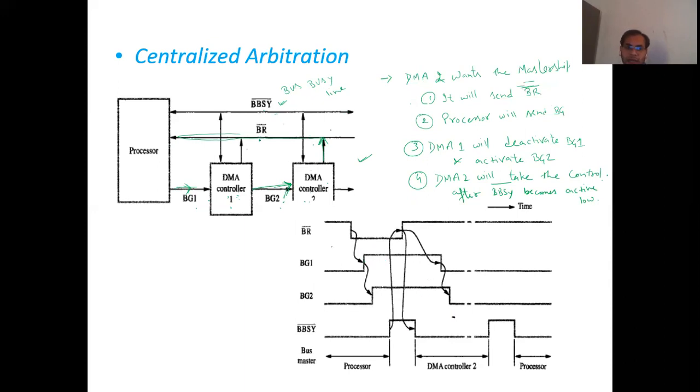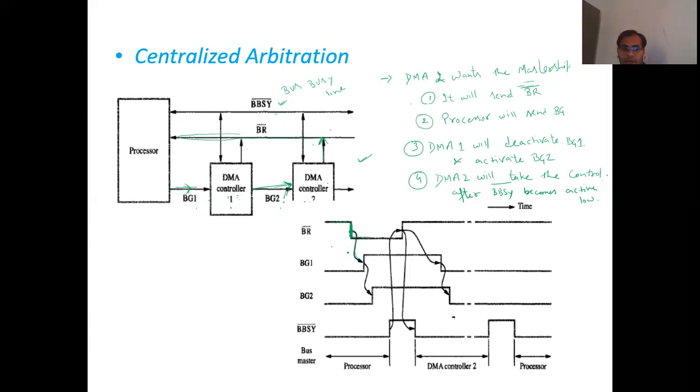You can see bus request. We are taking the same example again, that DMA2 has requested the bus. First, you can see it is an active low signal, BR bar. So when it becomes low, it gets activated. So at this instant, your DMA has requested the signal.